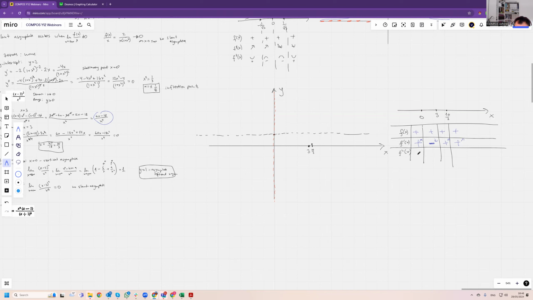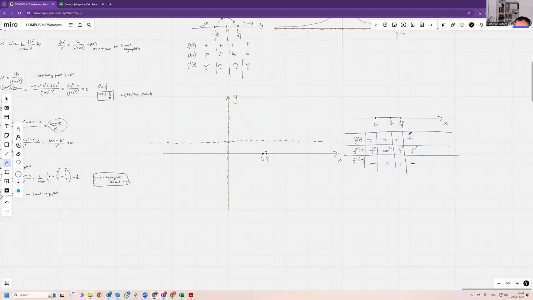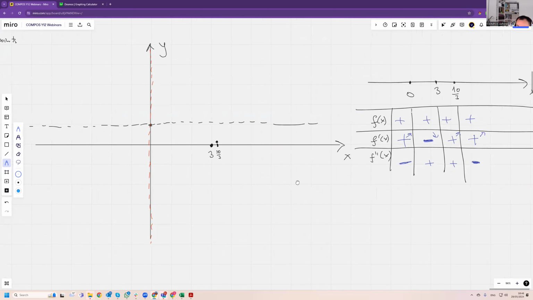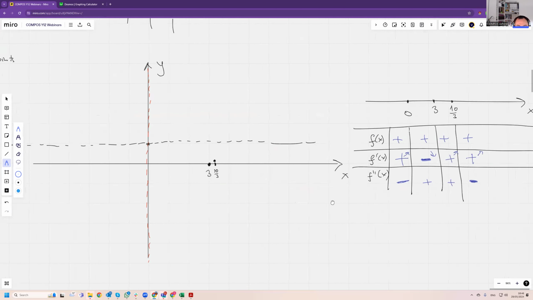Then the second derivative is this thing. There we have 2 points where the sign changes. So that's going to be negative, positive, positive, negative. So basically, what I did, I just substituted any value from the interval.